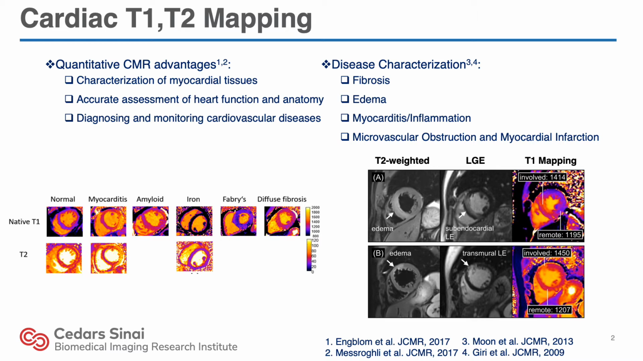As we all know, quantitative cardiovascular MRI has the potential to perform a wide range of diagnostic measurements in the heart. It can characterize the myocardial tissues, provide an accurate assessment of heart function and anatomy, and diagnose and monitor cardiovascular diseases. The NMR relaxation constants T1 and T2 are promising for cardiovascular tissue characterization, and can be used for revealing diseases such as fibrosis, edema, myocarditis, inflammation, and even microvascular obstruction and myocardial infarction.